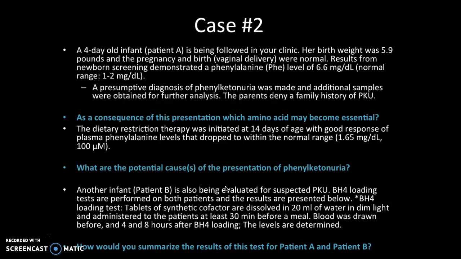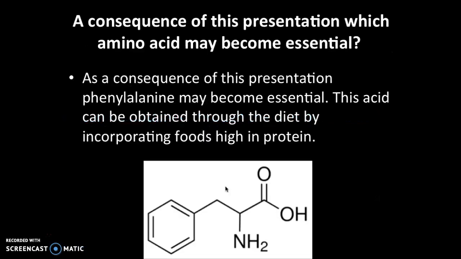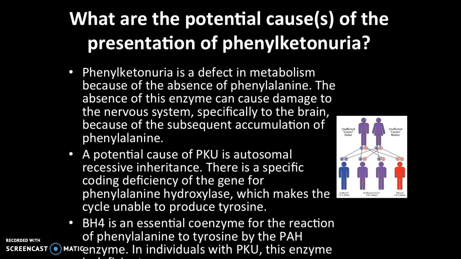So as you can see, this question is broken down into 3 parts, so I will address all of these. A consequence of the presentation, which amino acid may become essential, is the first question. As a consequence of the presentation of PKU, phenylalanine may become essential. This acid can be obtained through the diet by incorporating foods high in protein. And as you can see here, this is the phenylalanine compound.